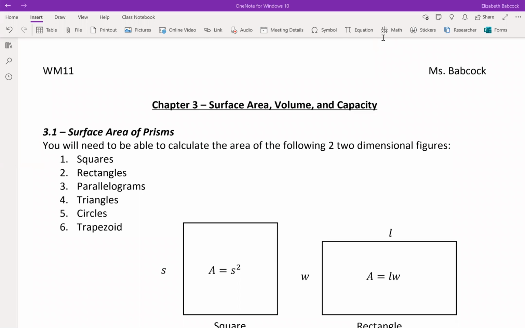Okay, this is 3.1 for Chapter 3 in Workplace Math 11. Chapter 3 is all about surface area, volume, and capacity. So for this section, we start off with surface area of prisms.